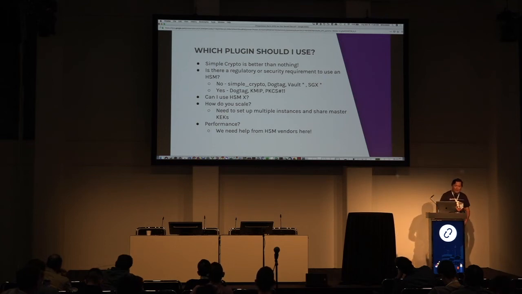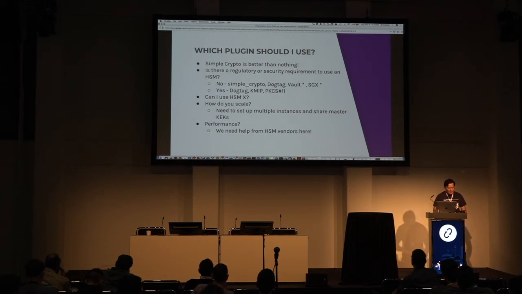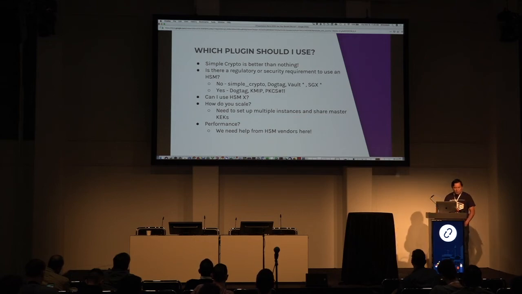Do you have a regulatory requirement or a security requirement for an HSM? That is a key thing. If you have a regulatory requirement, then you're going to need to use Dogtag, you need to use KMIP, you need to use PKCS11. Potentially, you can use one of the SGX or Fortanix. If you don't have that requirement, simple crypto, Dogtag again, Vault, SGX, those are all possible options as well. Can I use HSM X? That depends, right?